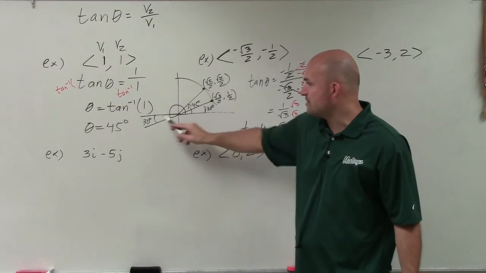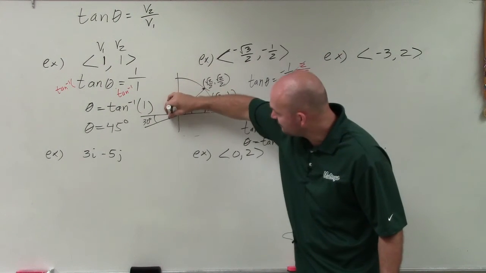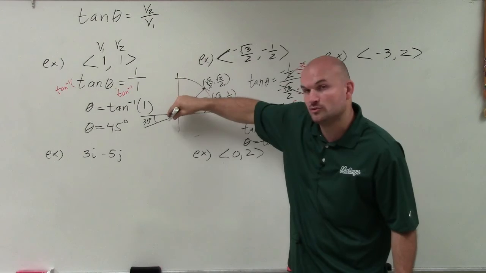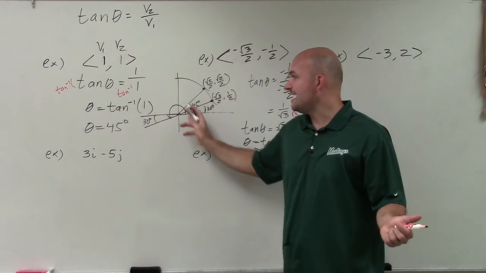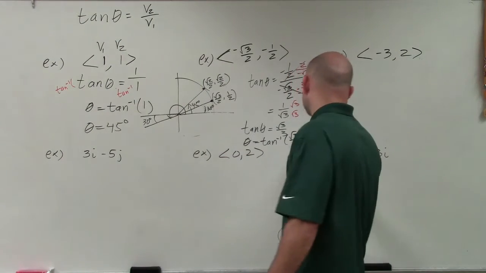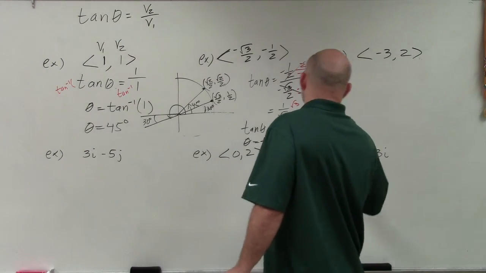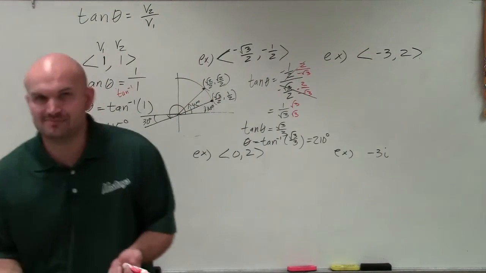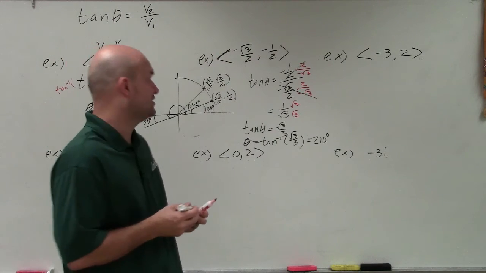So I use the same reference angle and I say, all right, I need to figure out the angle from here all the way to there. So halfway around the circle is going to be 180 degrees, plus another 30 is 210 degrees. There you go. So this is, again, some practice with using the unit circle.